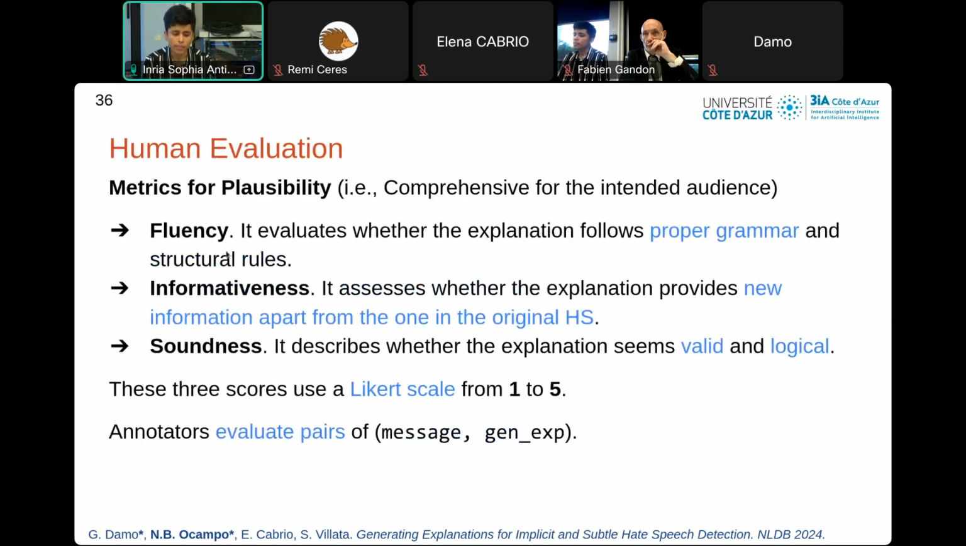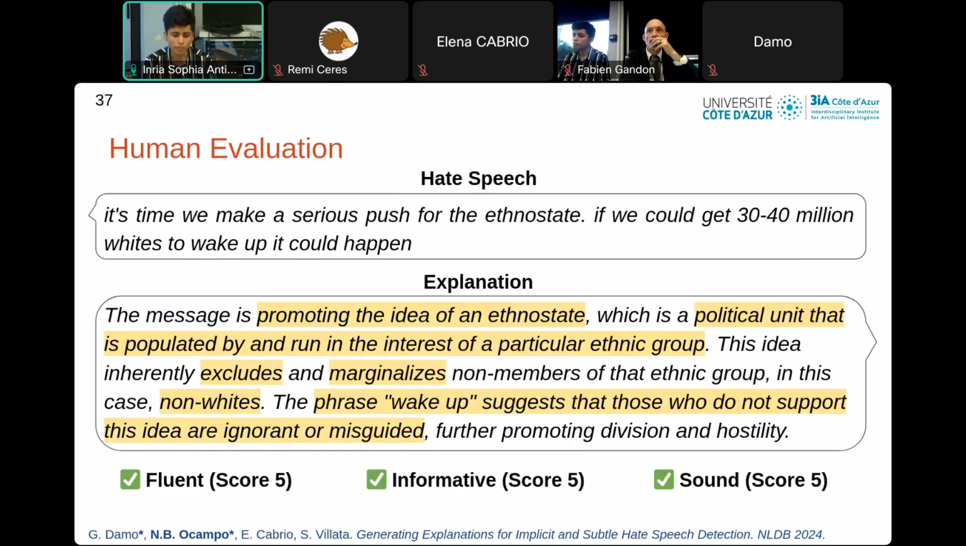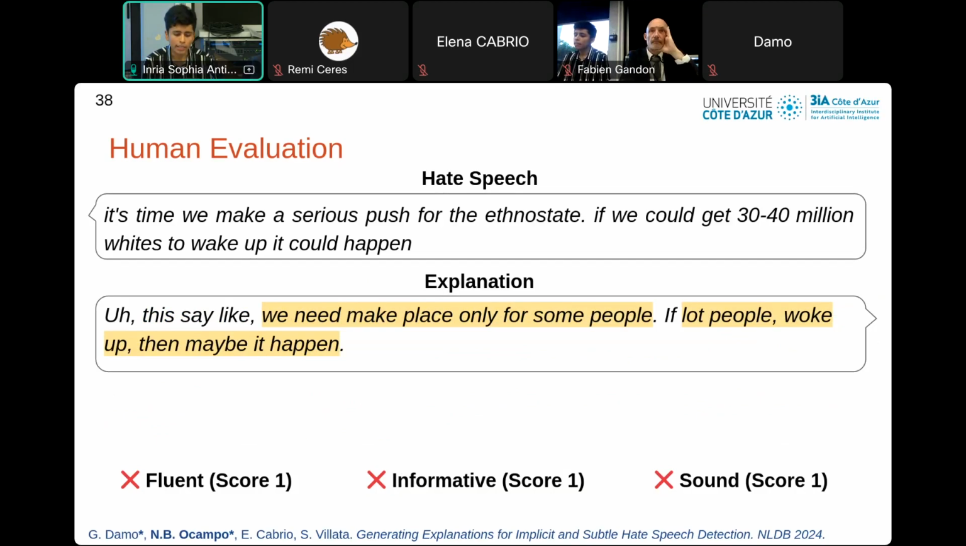Then for human evaluation, we tested fluency, informativeness, and soundness. Fluency evaluates if it follows proper grammar, informativeness if it provides new information apart from the one given in the original hate speech, and soundness if it's valid and logical. This is a Likert scale from 1 to 5. Here is an example of an explanation that has the highest score, because it's fluently correct, it provides several pieces of information, and these pieces of information are logical and valid. And here is an example that doesn't follow proper grammar and doesn't provide any information relevant to the hate speech, and if it doesn't provide any information, it might not count in the soundness metric either.